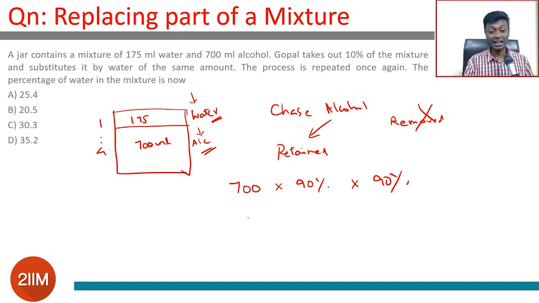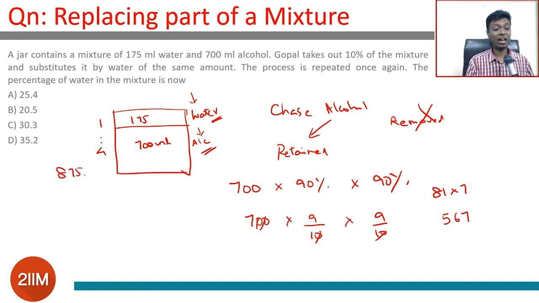So the amount of alcohol that's going to be remaining is 700 into 9 by 10 into 9 by 10, or 81 into 7, 8 7s are 56, 567. We totally have 875 ml overall mixture. Of this, 567 is alcohol. Remaining: 15 minus 7 is 8, 6 minus 6 is 0, 8 minus 5 is 3, so 308. The remaining 308 should be water.